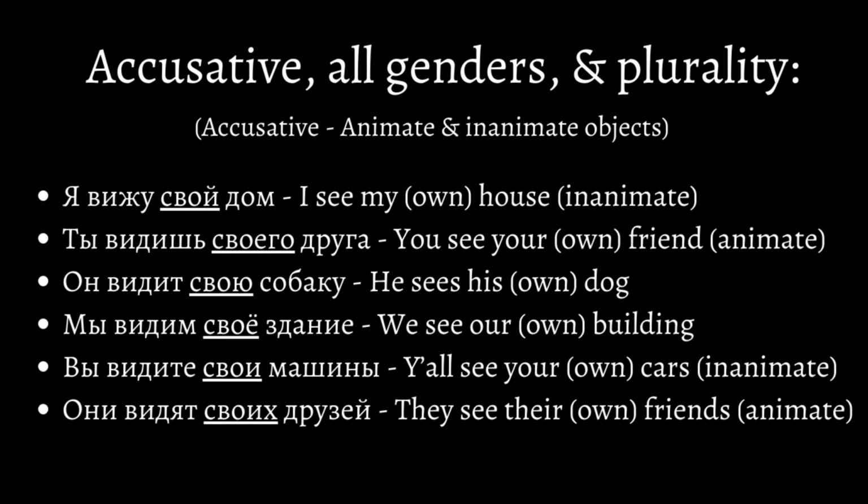Here, we have свой in the accusative under every gender and plurality. Я вижу свой дом, ты видишь своего друга, он видит свою собаку, мы видим свое здание, вы видите свои машины, and они видят своих друзей. Don't forget that the accusative works with animate and inanimate objects. So in this case, some of the nouns change to fit the accusative.